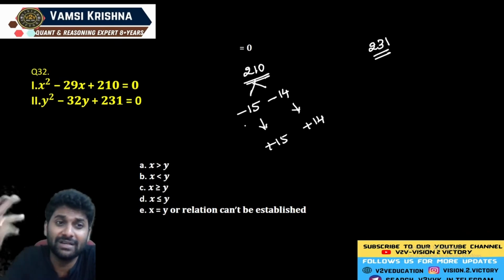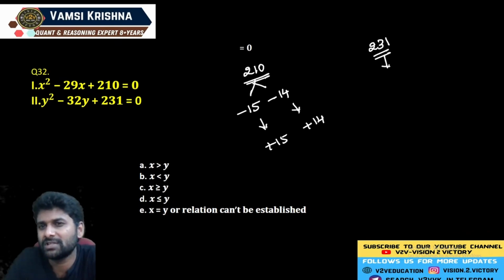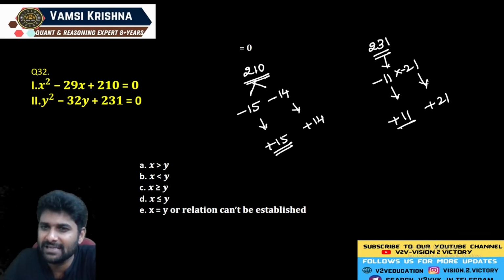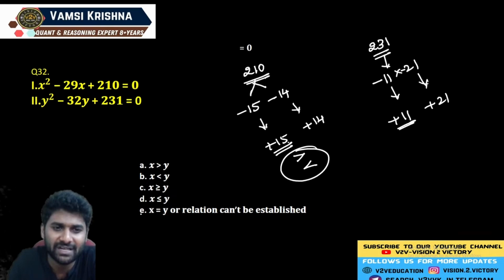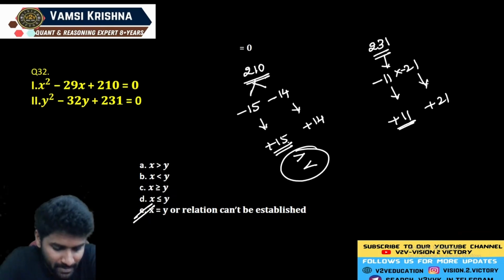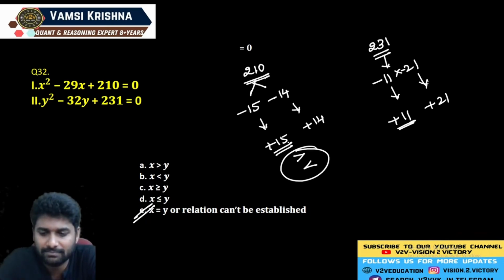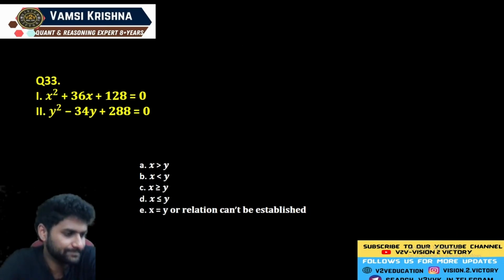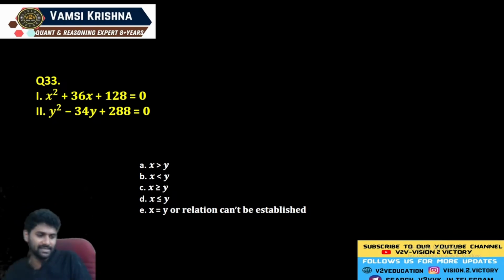What about 231? We want 32. So 231, while seeing this number, it is possible with 11 and 21, and both should be negative. Final factors are plus 11 and plus 21. Guys, see, 15 is greater than 11, but 15 is less than 21. If there are two comparisons like this, definitely the relation is not established. One greater, one lesser, definitely the relation is not defined exactly. Find the factors. Be faster, guys. Be faster. It's a time related exam.